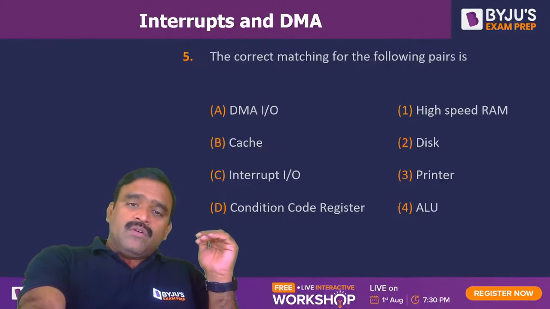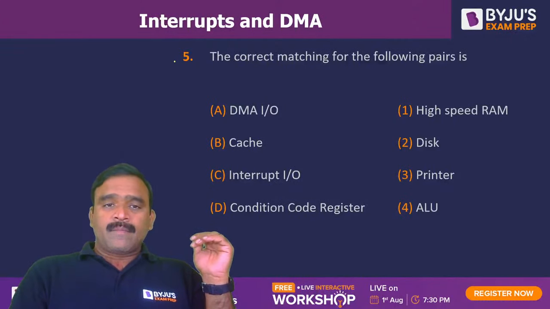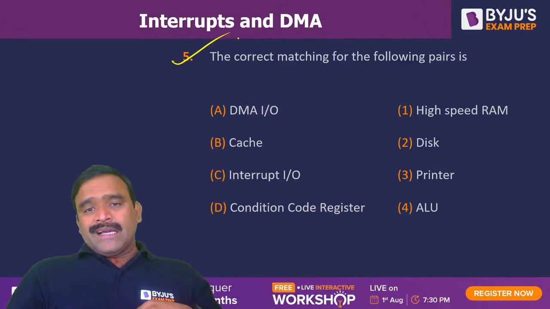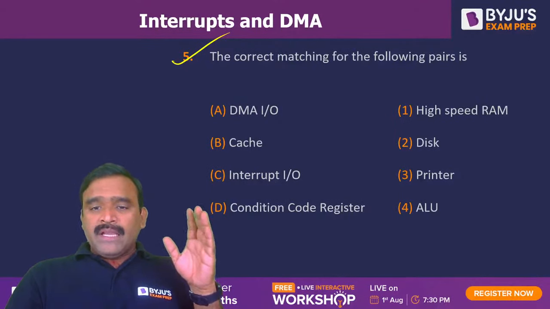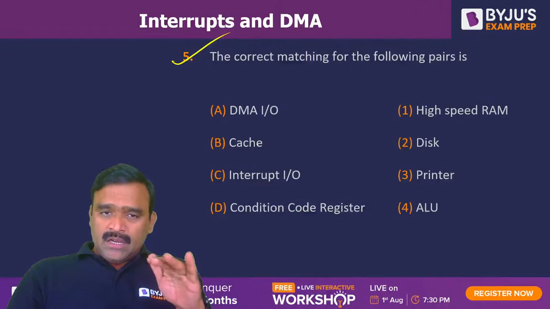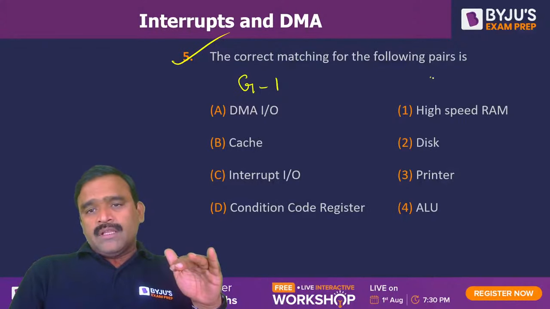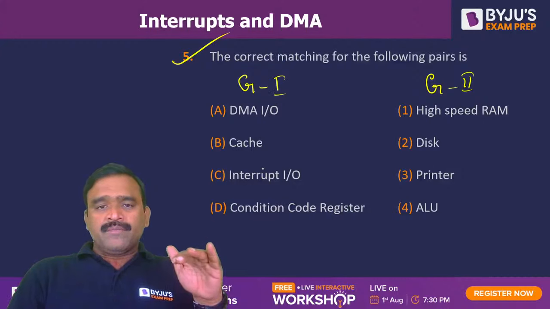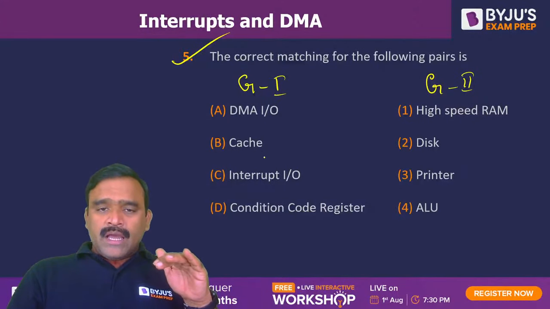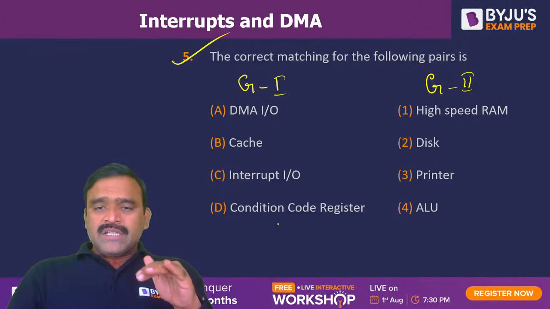Now coming to the fifth question. What is the correct matching for the following pairs? There are two lists given. This is considered as group 1 and this is considered as group 2. So we have to match group 1 and group 2. DMA IO, cache, interrupt IO, condition code register.